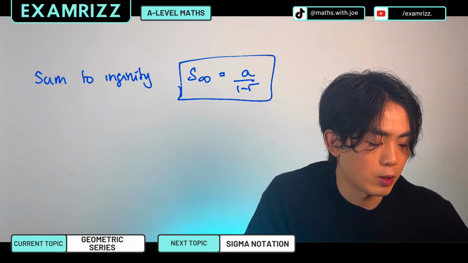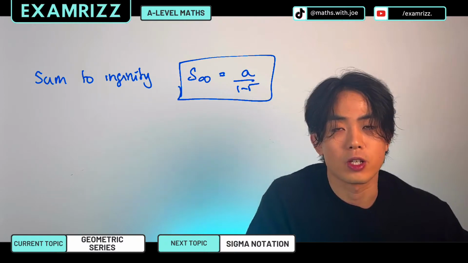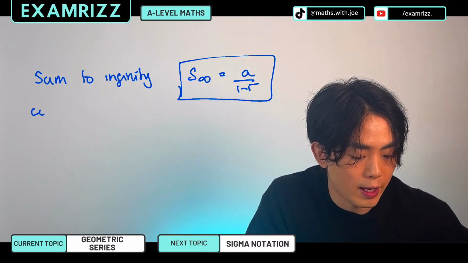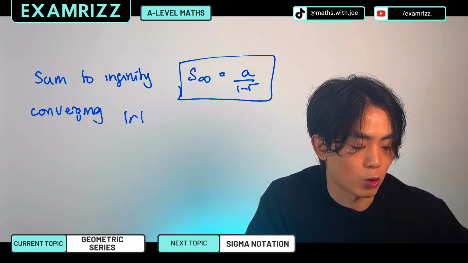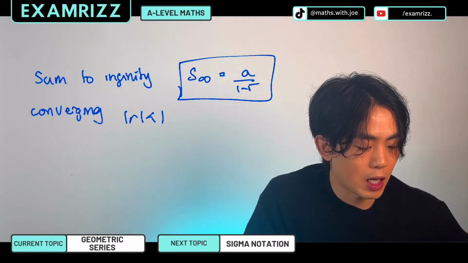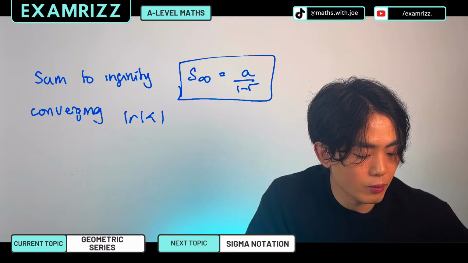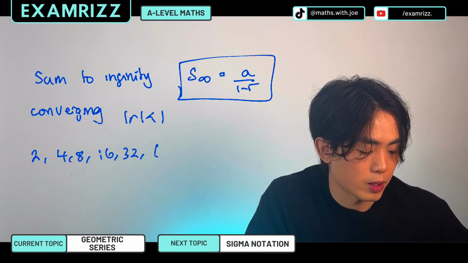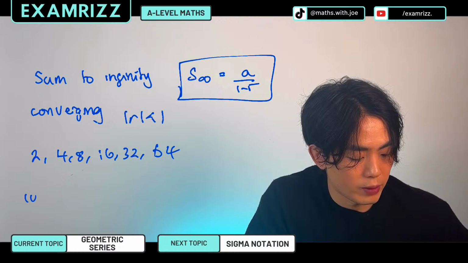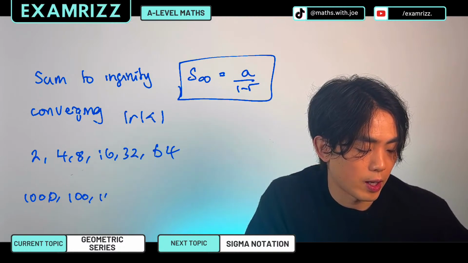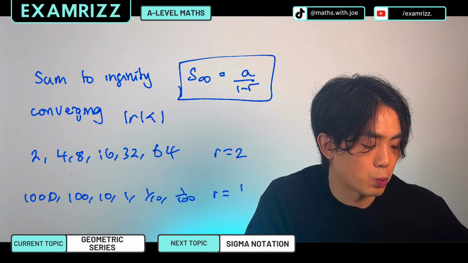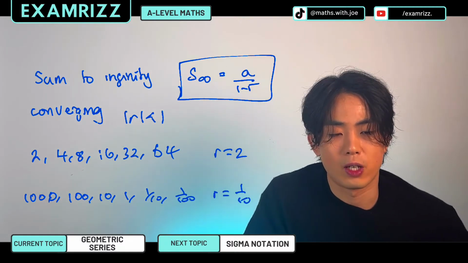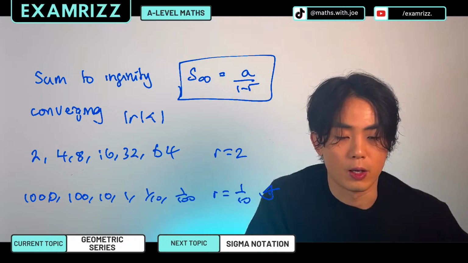So when do we use this? This is for geometric series, by the way, and you can't use this for every geometric series. It only works for a converging geometric series, and converging is defined when the magnitude of the r value is less than 1. An example would be this. For example, if we had 2, 4, 8, 16, 32, 64, like we did before, and the previous example was 100, 10, 1, 1 over 10, 1 over 100. Remember, our r value here was 2 and our r value here was 1 over 10. So this sum to infinity formula would only work for this second equation here.